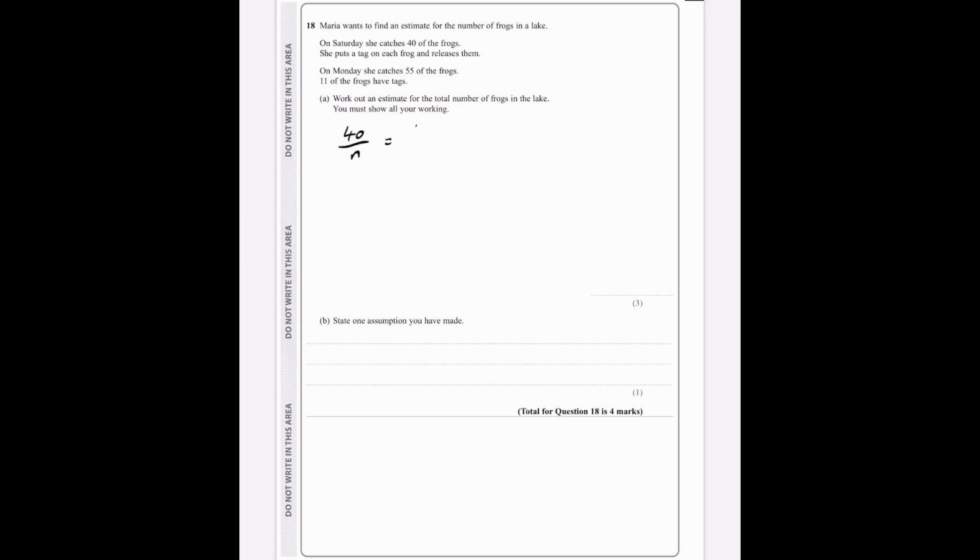For 18, well, 40 out of the total number of frogs is going to be equal to 11 out of 55, assuming the proportions are the same. So you can divide both sides by 11 over 55 times by n. n will be 200 there. And we're assuming that the number of frogs on the 2 days has not changed. So I will write that no frogs have hopped off.